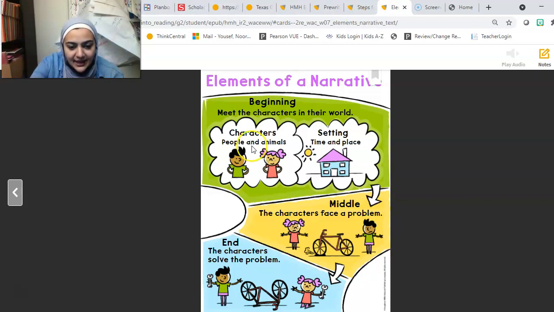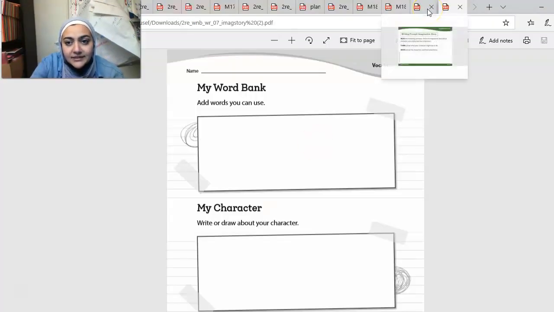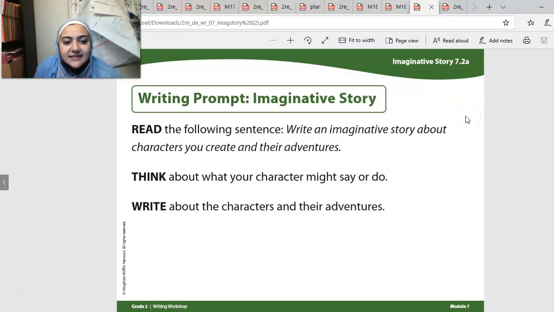All right, let's look at this display and engage. It says, write an imaginative story about characters you create and their adventures. I want you to think about what your character might say or do. You're going to write about the characters and their adventures. So think about what your characters might say or do. Think about the story we read, How I Became a Pirate, and the things that he did or the things that he said or how he felt, the adventures he had. Right? I want you to really think about that.